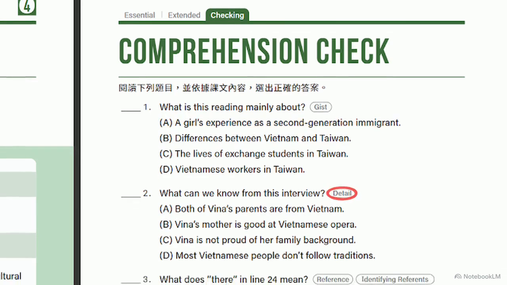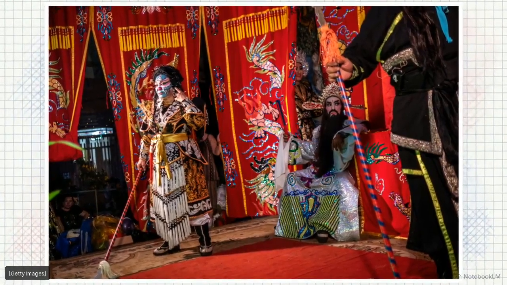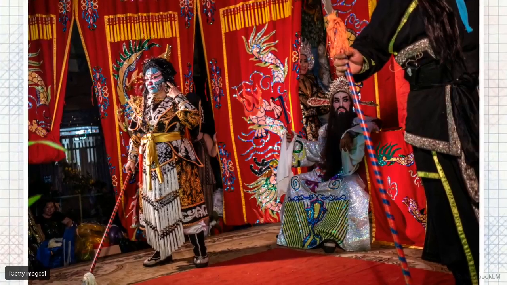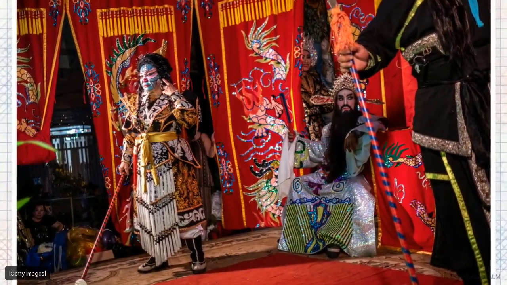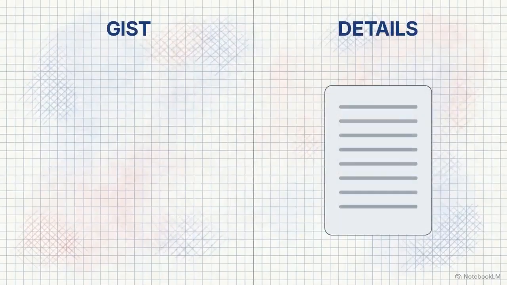Question 2 is different. Detail questions require hunting for a specific fact explicitly stated in the text. The question asks what we can know from the interview. Looking back at page 84, Vina explicitly states she learned Vietnamese opera from her mother. Since Vina learned this skill from her mother, we can conclude her mother possesses proficiency in that tradition. This makes option B the correct choice. These are two distinct approaches: zoom out for the gist and zoom in for specific details.